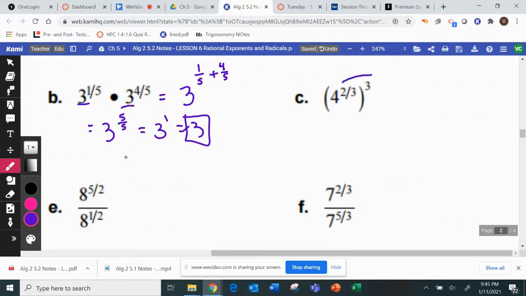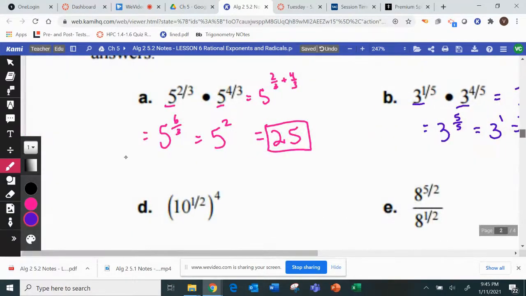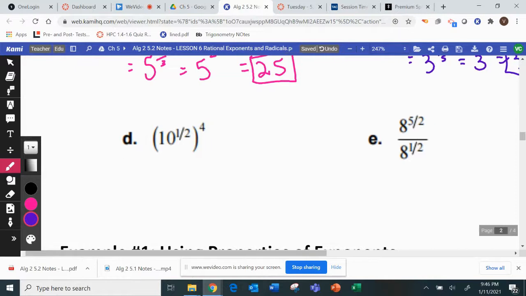This is an example of power of a power. So we're going to multiply our exponents together. I'm going to put that 3 over 1, so it is a fraction. I'm going to multiply straight across. I get 4 to the 6 over 3, which is 4 to the second, which is 16. This is a power of a power. We're going to multiply these exponents together straight across. 10 to the 4 over 2, which is 10 to the 2, which is 100.